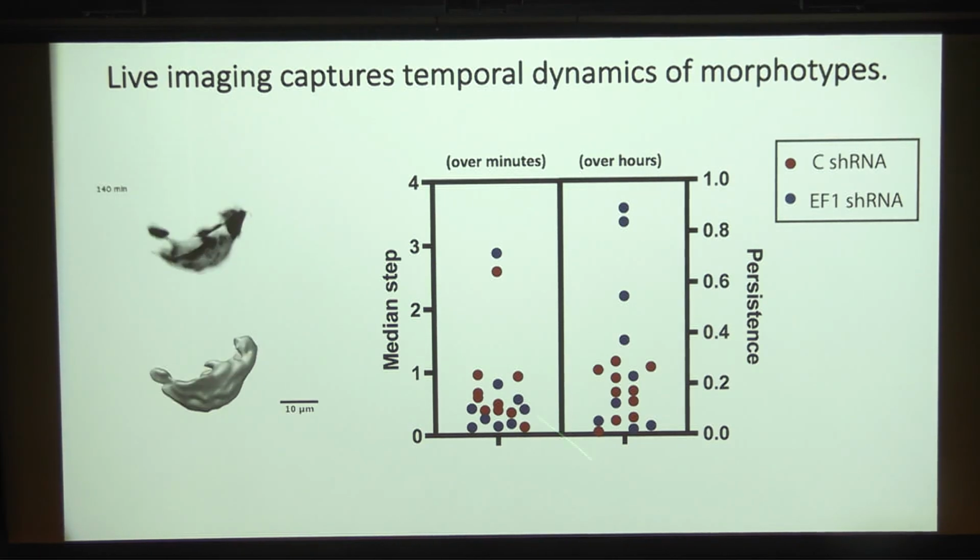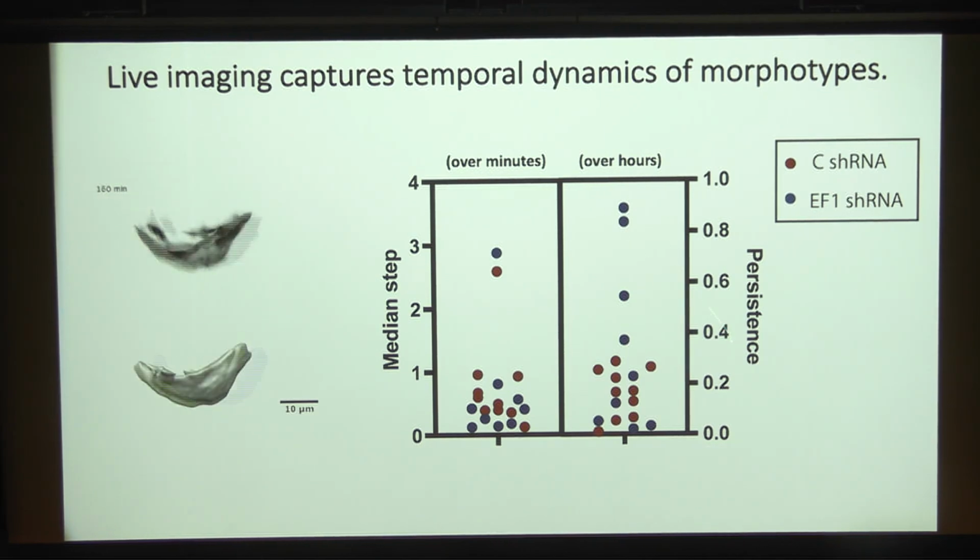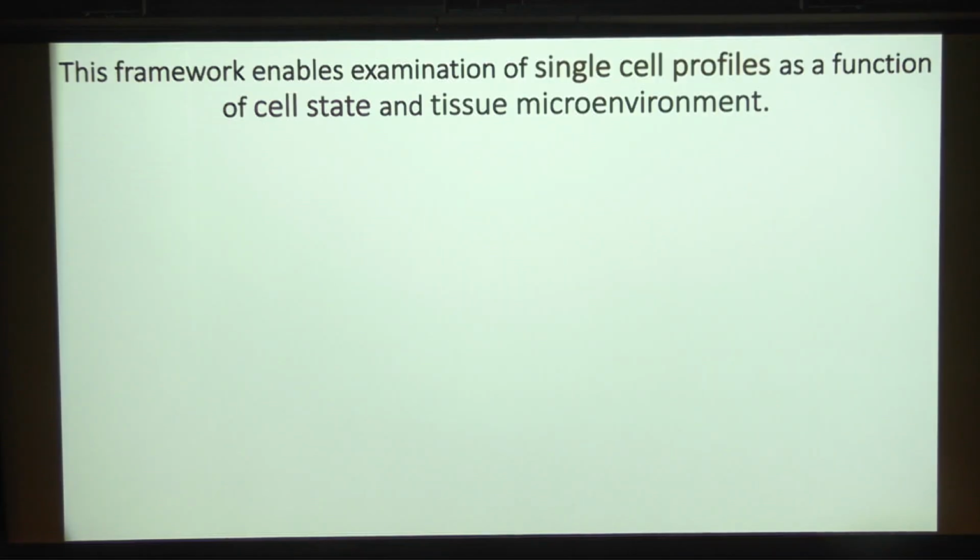So when we look on the order of minutes, we really don't see a difference between our experimental groups. They sort of wiggle in some sort of morphological feature space. But when we look over several hours, we actually see a persistent shape change in the oncogene knockdown, but not in the control.